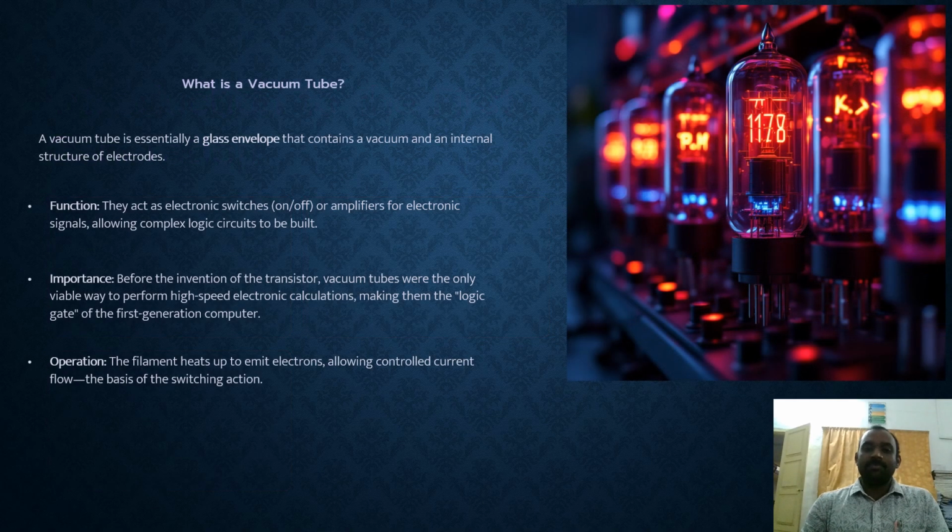Next, what is a vacuum tube? A vacuum tube is essentially a glass envelope that contains a vacuum and an internal structure of electrodes. Its functions: they act as electronic switches to turn on and off, or as amplifiers for electronic signals, allowing complex logic circuits to be built. Importance: before the invention of transistors, vacuum tubes were the only viable way to perform high-speed electronic calculations, making them the logic gate of the first generation computer. Their operation: the filament heats up to emit electrons, allowing controlled current flow, the basis of the switching action.